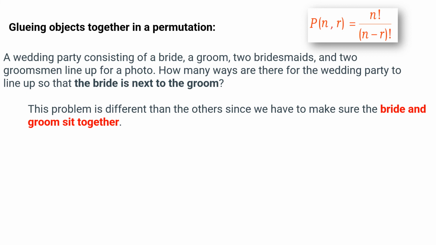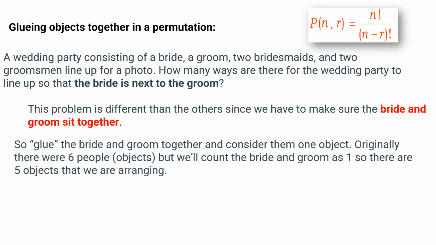And so the problem, it's different from the others since we have to make sure the bride and the groom sit together. So here's our strategy. Here's what we can do. We can think about gluing the bride and groom together and considering them one object. So originally there were 6 people, because the 2 bridesmaids, 2 groomsmen, and then the bride and groom. But we're going to count the bride and groom as 1. So really, let's say there's only 5 objects.